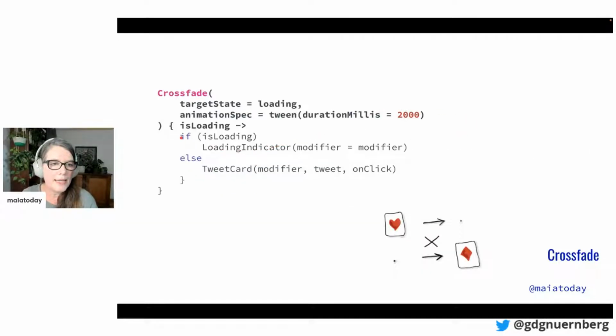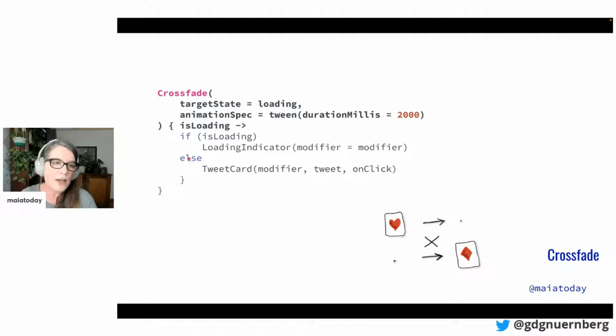In here, this if and else is what the code would have looked like if there was no animation. It's got some other flag that's coming in as a state, which says either it's loading or it's not loading. So a state variable comes in. If it's loading, I show the loading indicator. If it's not loading, I show the tweet card.